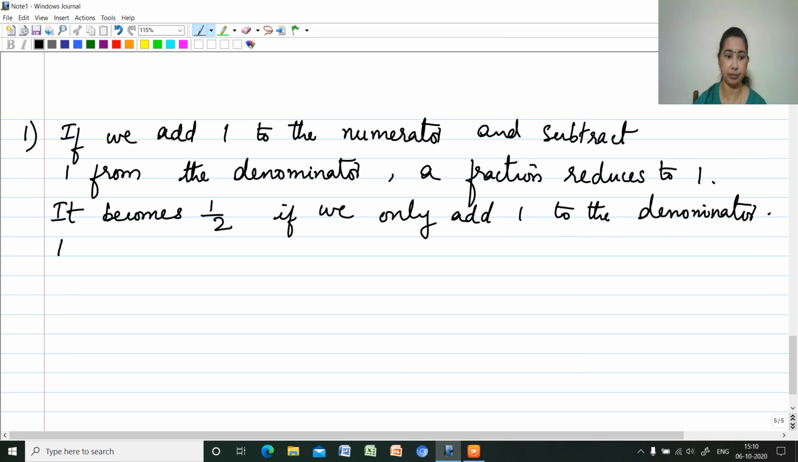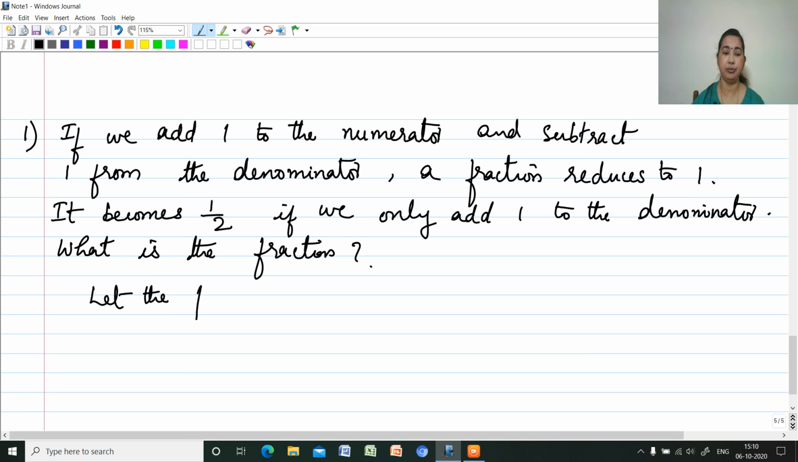What is the fraction? If we add 1 to the numerator and subtract 1 from the denominator, a fraction reduces to 1. So let the fraction be x by y.